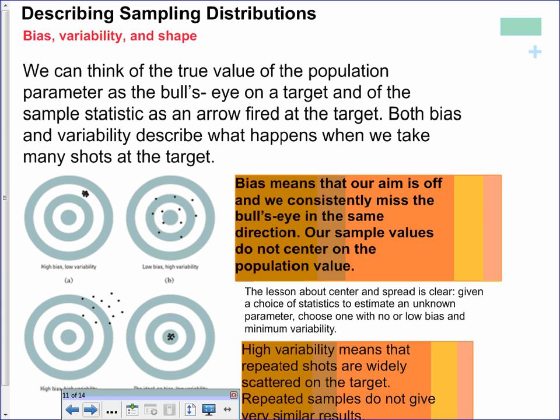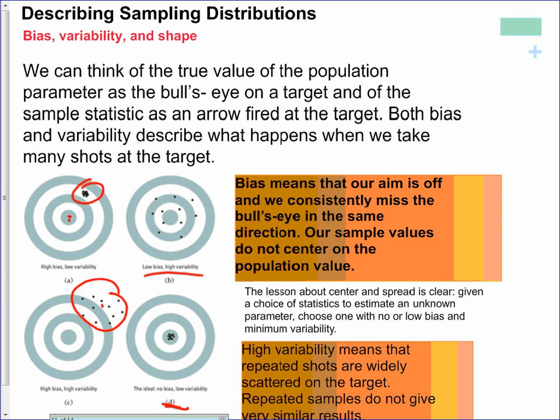And here's another way to think about it. I like this bullseye analogy. I think it helps. These are unbiased estimators, A and D, because the center of them is on the bullseye. This is a biased estimate. It's not on the bullseye. This is a biased estimate because it's not on the bullseye.